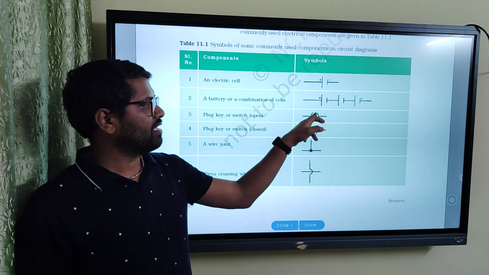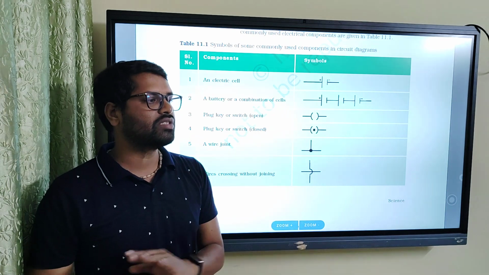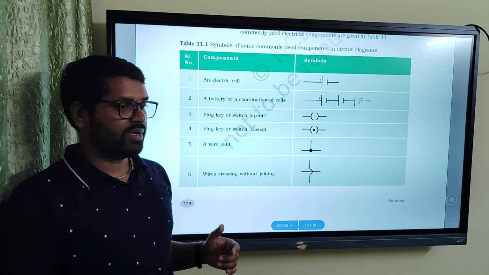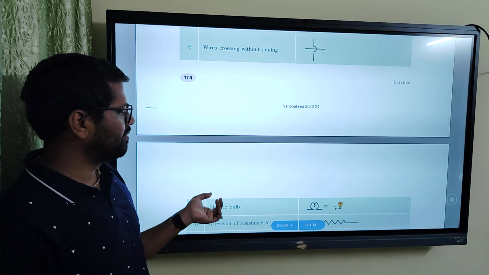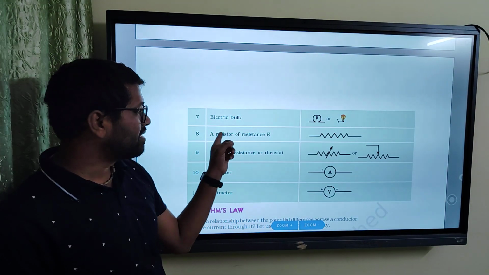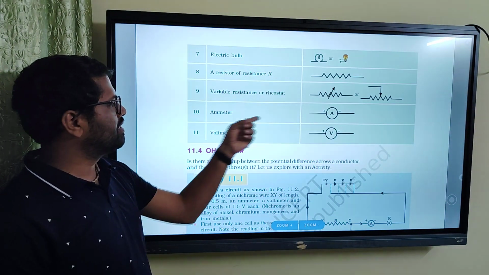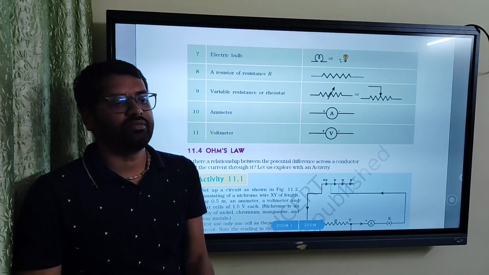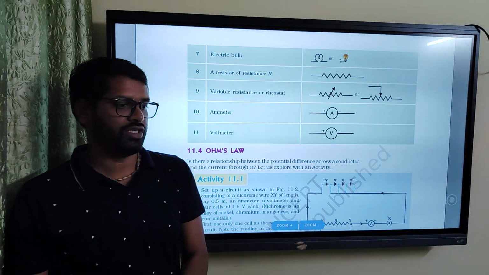Plug key or switch: open means the circuit is open, which means current is not passing. Close means current is flowing, the bulb will glow. A wire joint, like that. Wire crossing, a simple one. So you can go through that. The electric bulb we represent like this. Now the resistor or resistance is this one. This is a new concept, resistance. Ammeter is this one, voltmeter is this one. The ammeter will measure current, and the voltmeter will measure potential difference, voltage.